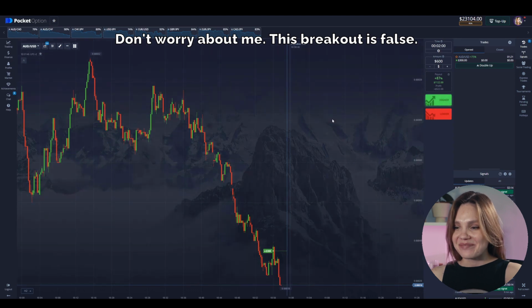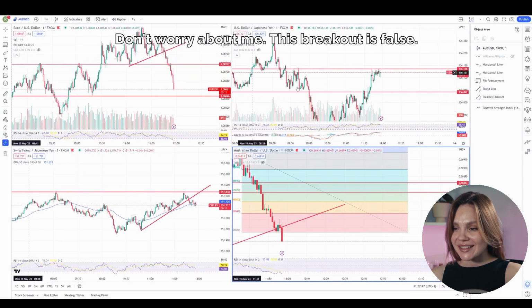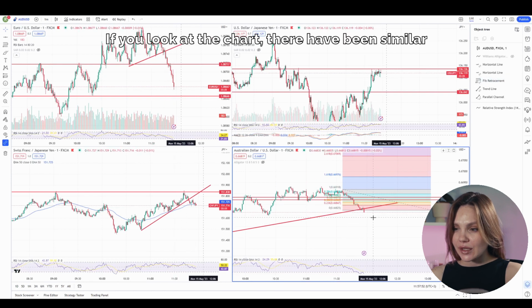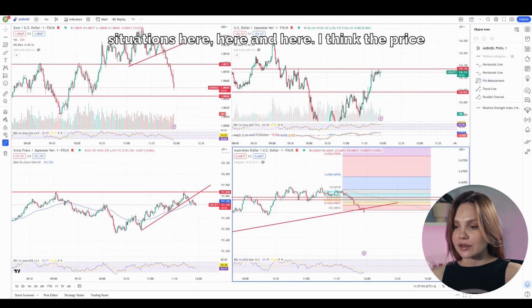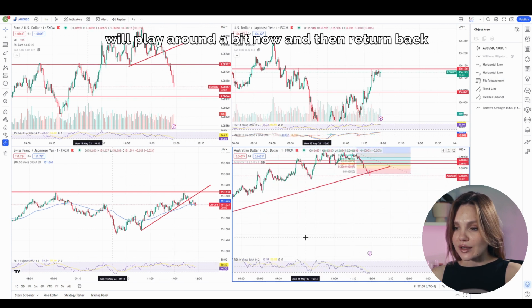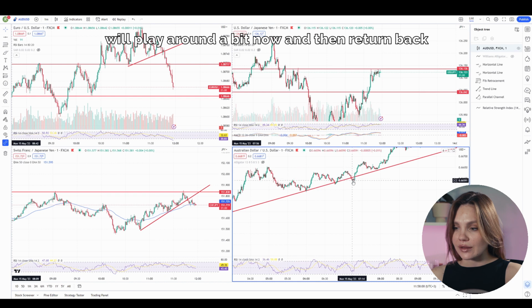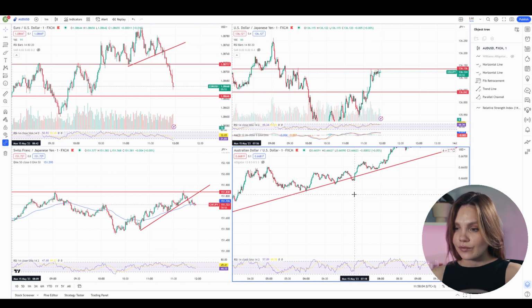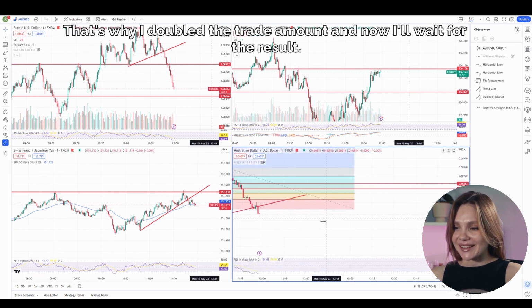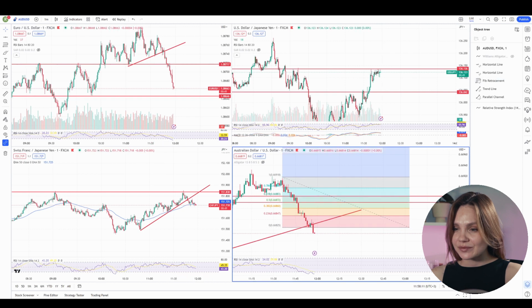Don't worry about me. This breakout is false. According to the RSI, we're in a strong trend. If you look at the chart, there have been similar situations here, here, and here. I think the price will play around a bit now and then return back to the trend with a large green candle. That's why I doubled the trade amount and now I'll wait for the result.